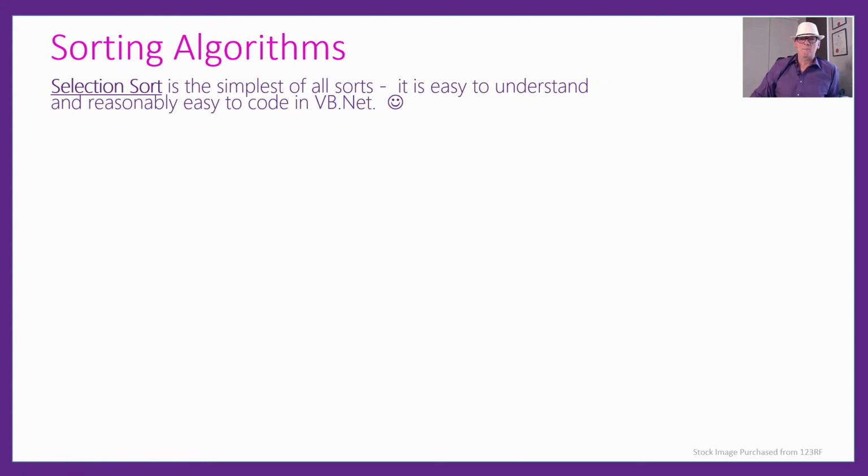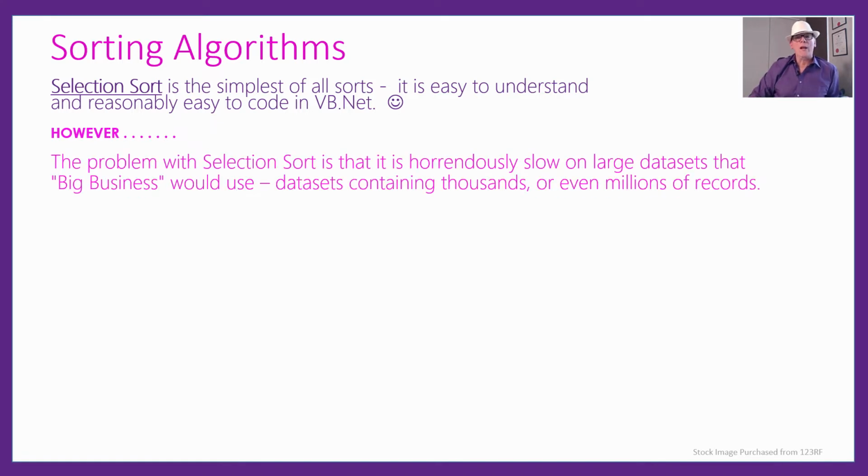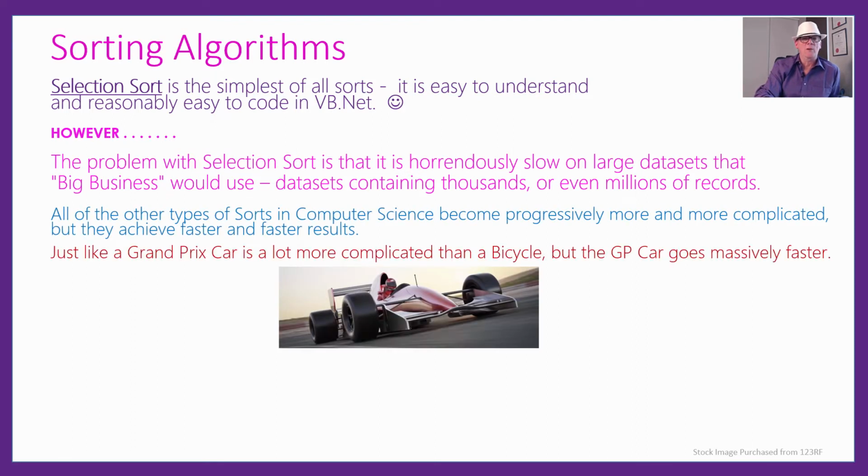Okay, selection sort is the simplest of all of the sorts, I'd say, and it's easy to understand, and it's very easy to code in VB.NET. However, there is one thing about selection sort which you need to be aware of, especially for exam questions, and that is that it's horrendously slow on large data sets. So big business would not use something like selection sort because they have data sets with thousands or even millions of records. It'd be way too slow to try and sort them with a selection sort type algorithm. Okay, so that's something you need to be aware of.